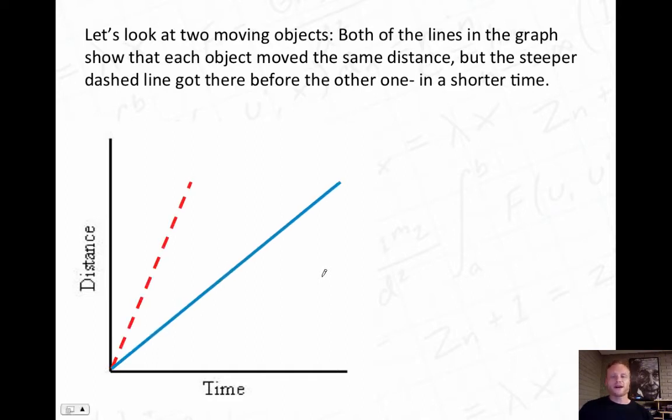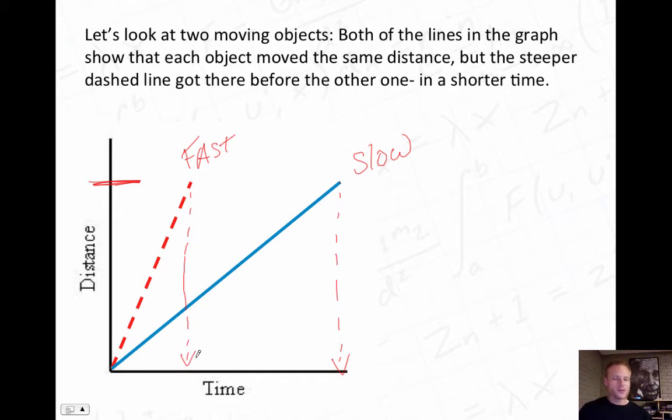It says, let's look at 2 moving objects. Both of the lines in the graph show that each object moved the same distance. Okay, notice the same distance was covered. But the steeper dashed line, the red line, got there before the other one in a shorter amount of time. So which line is moving faster? If I were to ask you, is the red line or the blue line moving faster? Well, this red line indicates fast, and this blue line indicates slow. It's just because, notice, the blue line took this much time to get to the same point that the red line did, okay?